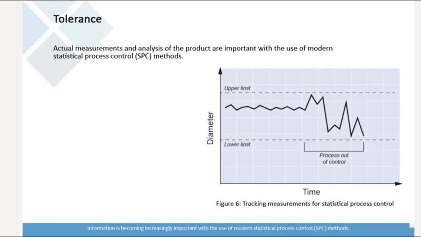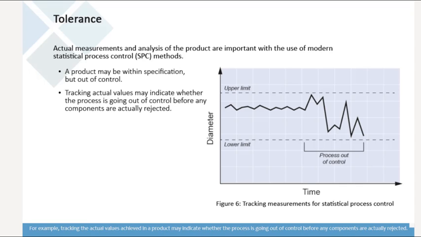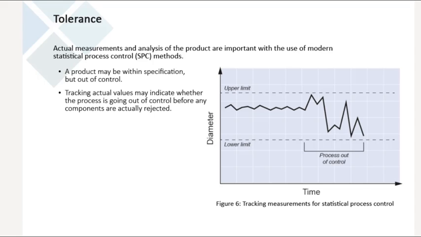Information is becoming increasingly important with the use of modern statistical process control methods. In statistical process control, actual measurements are made on the product and analyzed. Even though a product may be within specification, such information tells whether the process is under control. For example, tracking the actual values achieved in a product may indicate whether the process is going out of control before any components are actually rejected.